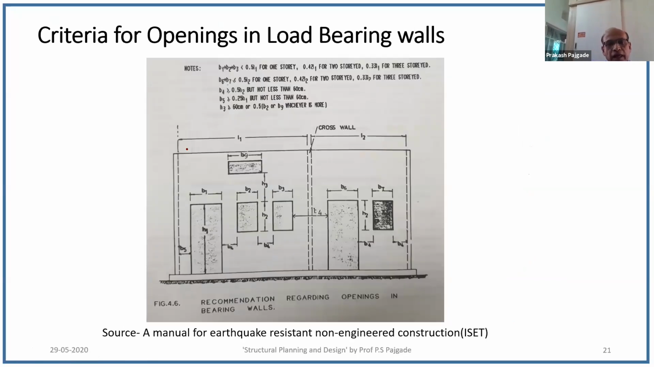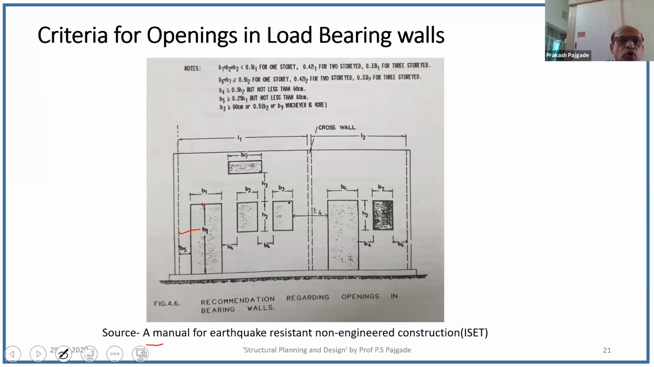Now, there are some specifications given. This is a very good book, a manual of earthquake resistant non-engineered structure. Now here, what should be the position of openings, total length of opening for single solid building and double solid buildings. All these things are given. So without doing calculation, you can plan your load bearing buildings. There are many more things given in this particular book.